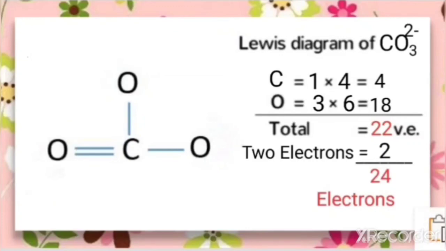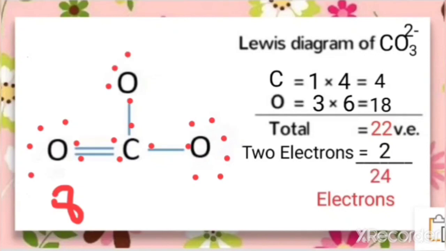So we'll start from the double bond side. 1, 2, 3, 4, 5, 6, 7, 8. 8 electrons. Here 9, 10, 11, 12, 13, 14, 15, 16, 17, 18, 19, 20, 21, 22, 23, 24. So 8 electrons here, 8 electrons here. So 24 electrons finished. Now count the central atom.